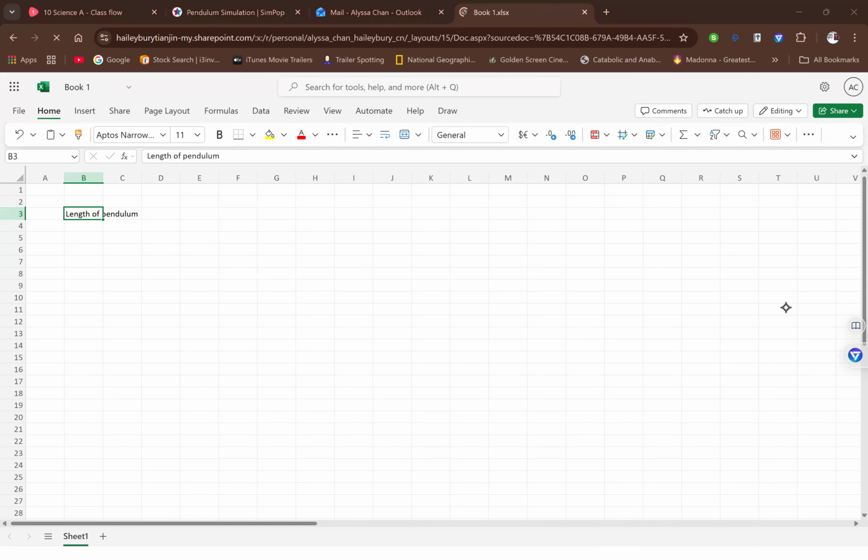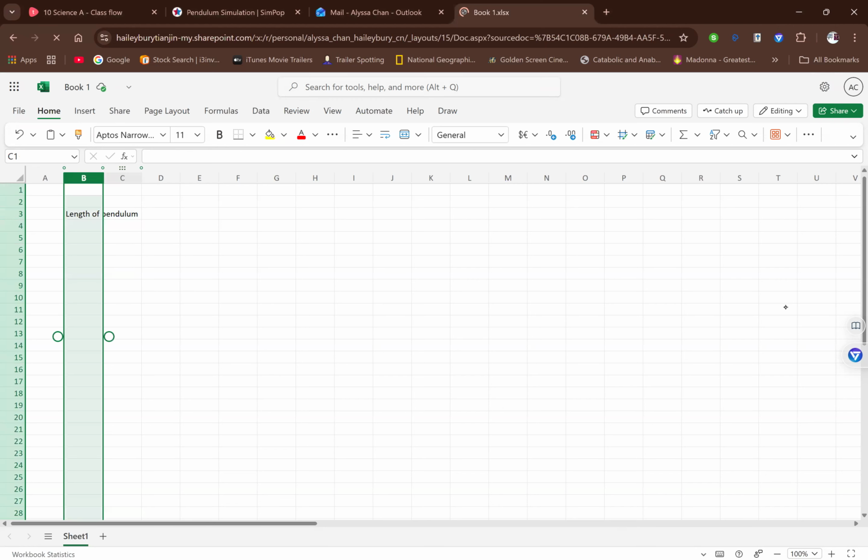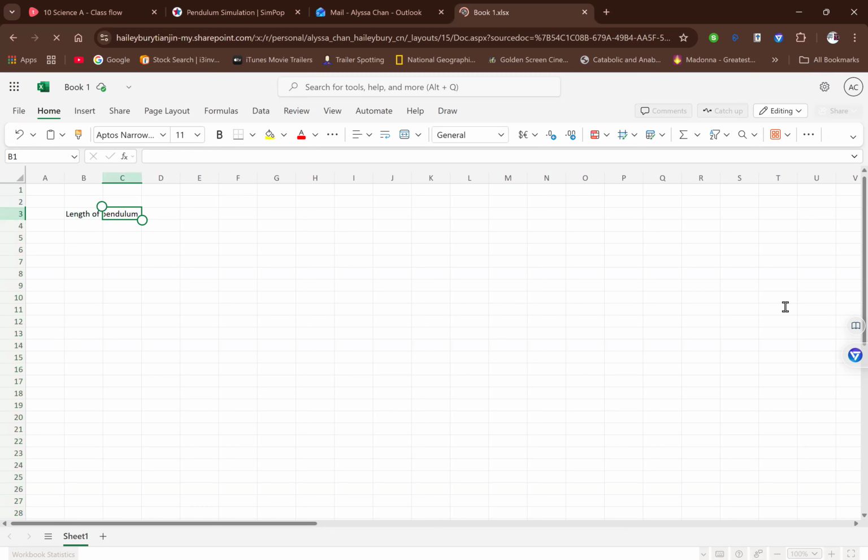You can actually adjust the width of your column. You can make it longer. So length of pendulum, it's in meter. So you have to put your unit there. And then after that, I want to do this. Okay, wait, let me do this.